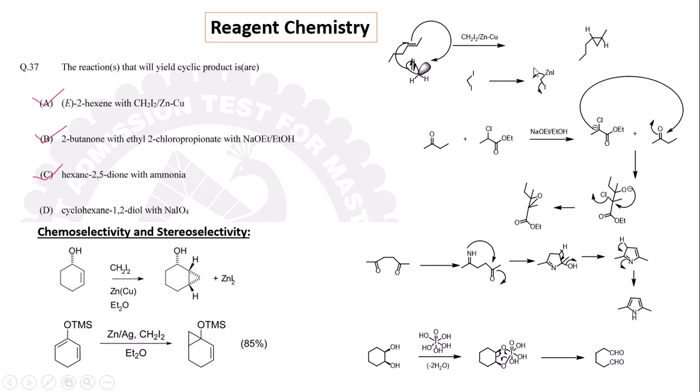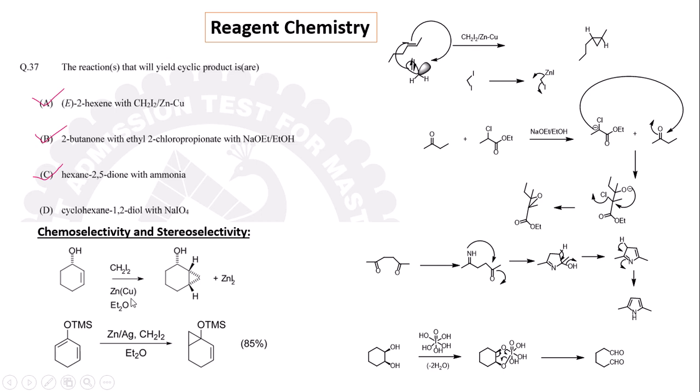derivative. And so the options A, B and C are correct, but this option is not correct, as in the cyclohexane 1,2-diol with sodium iodide cleavage takes place, which does not produce any cyclic compound. And this is the Simmons-Smith reaction where the stereochemistry has been maintained.